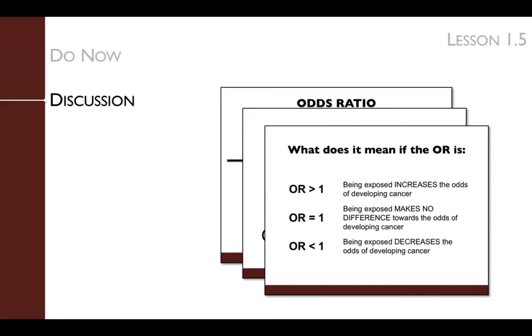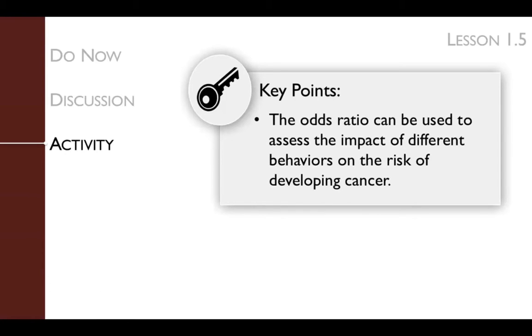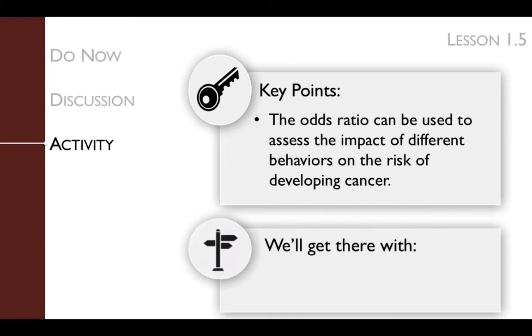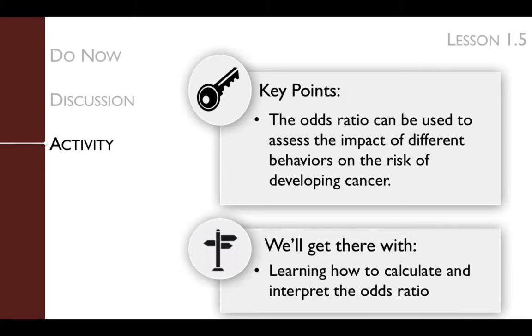What if we had an odds ratio of 1? This means that being exposed to tanning beds makes no difference in our odds of developing skin cancer. What about an odds ratio of 0.5? This means that being exposed to tanning beds decreased our odds of developing skin cancer by 1/2. The key point of the activity is that the odds ratio can be used to assess the impact of different behaviors on the risk of developing cancer. We'll get there by learning how to calculate and interpret the odds ratio.